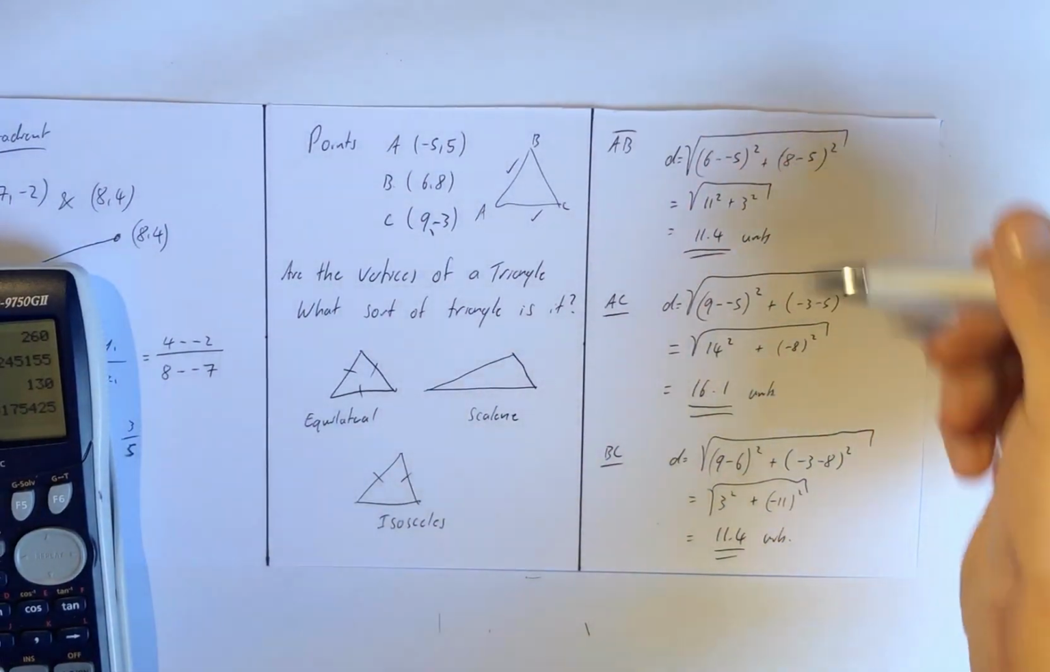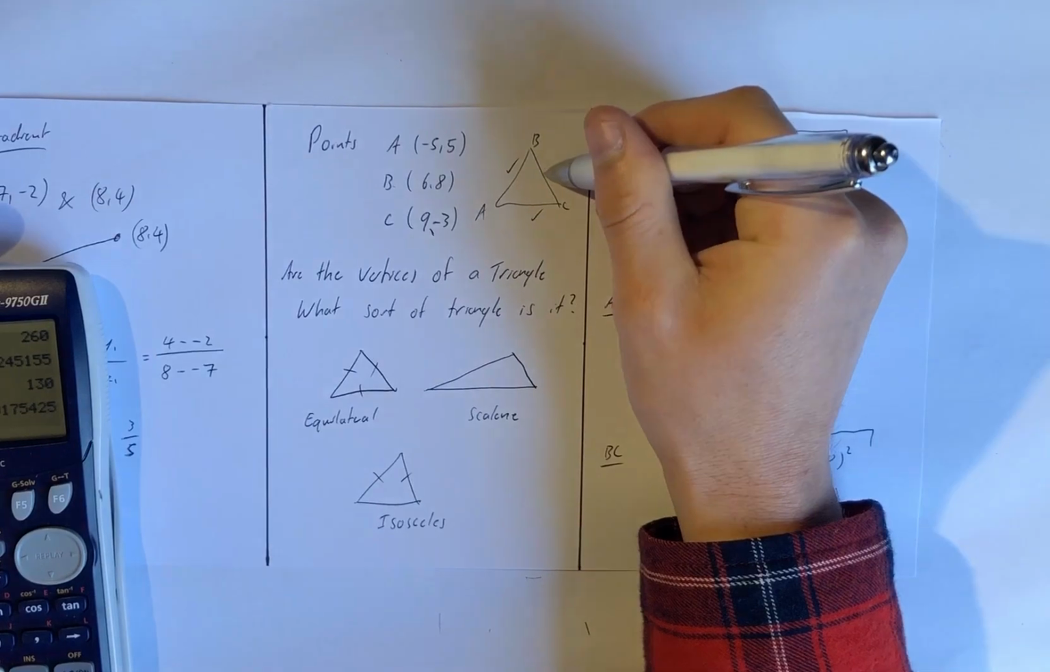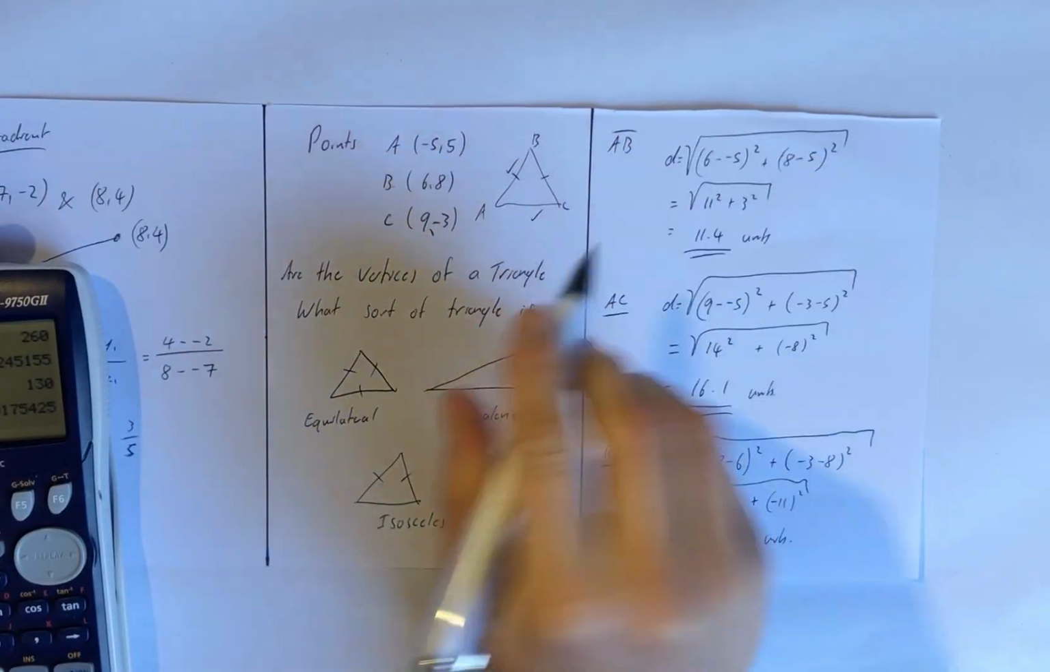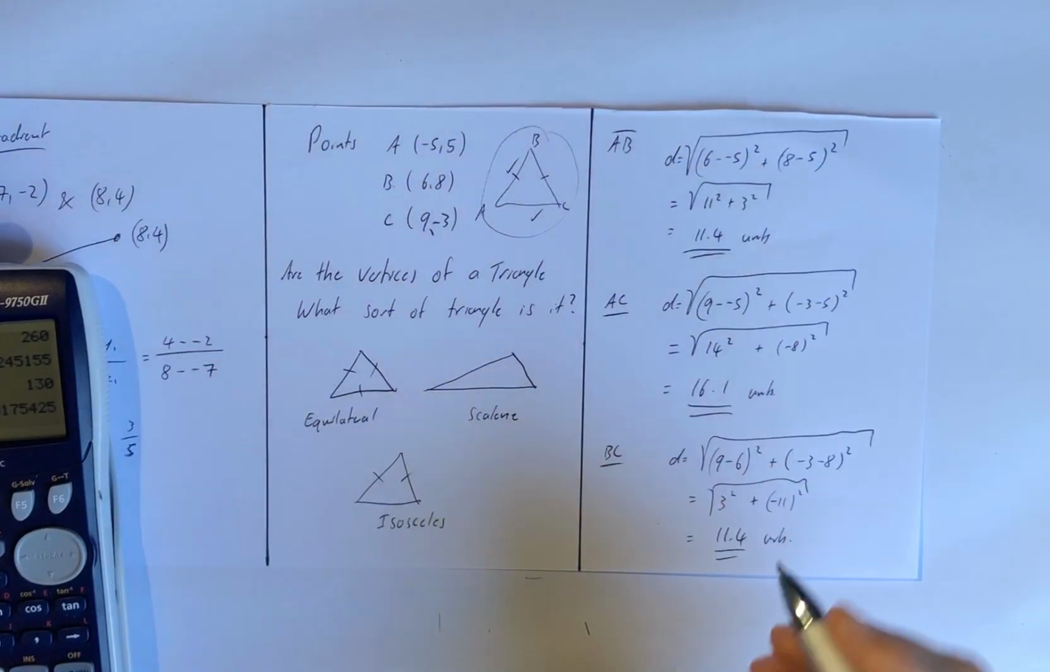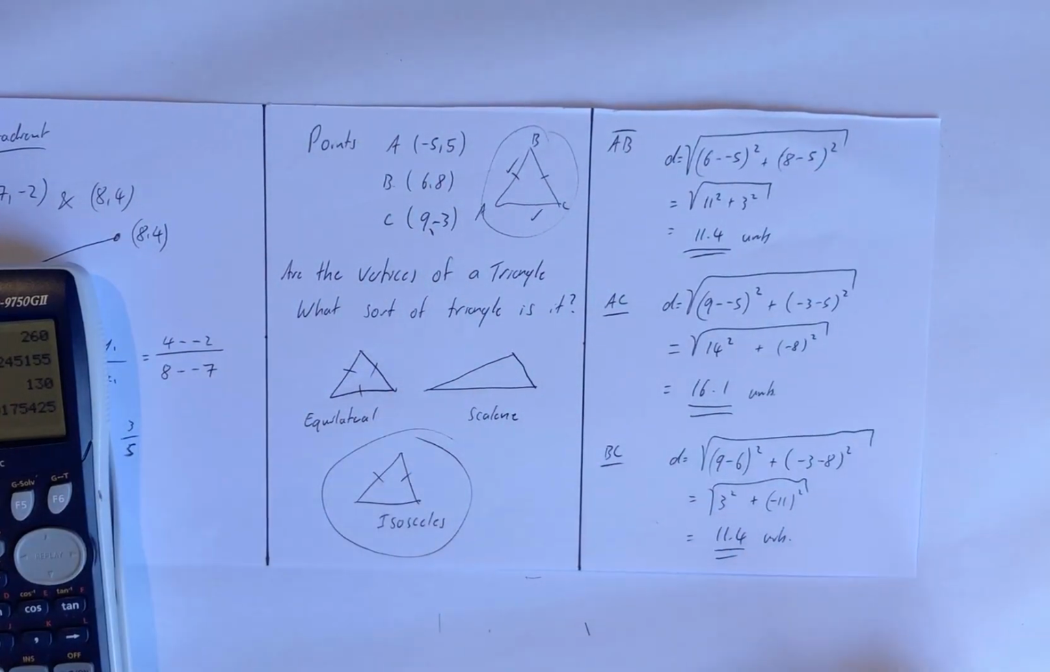It's got two lengths that are the same. So this length here, BC, and AB, they are the same. So this is in fact an isosceles triangle. That is an isosceles triangle.